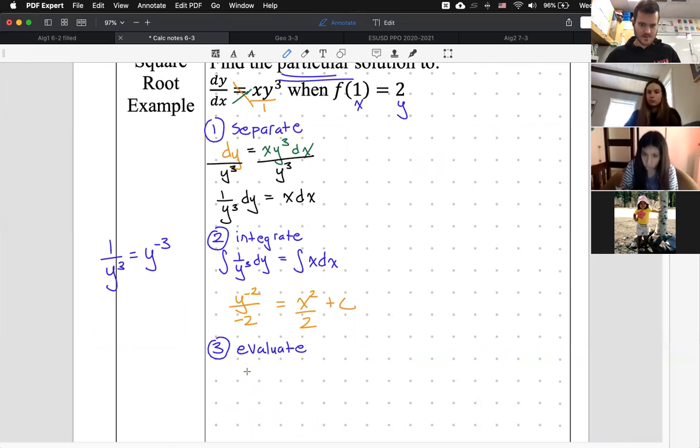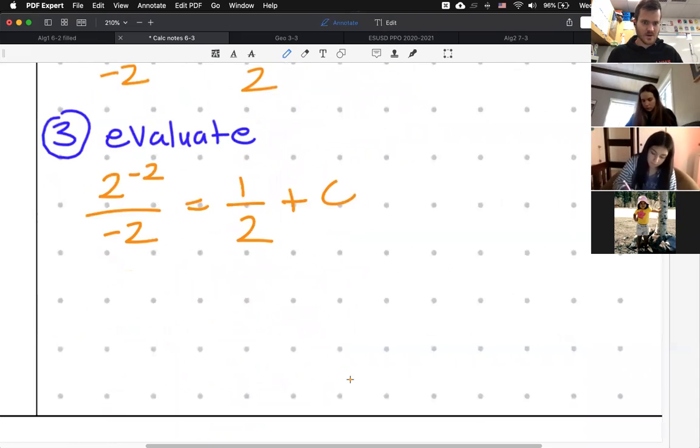Would it be 2 to the -2 over -2? Keep going, yep. Equals 1/2 plus c? Perfect. And we'll zoom in here and I'll help you continue.